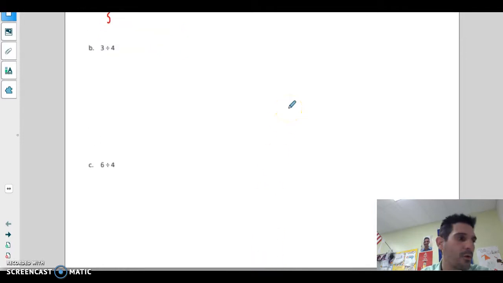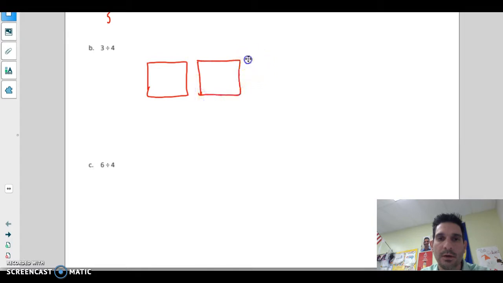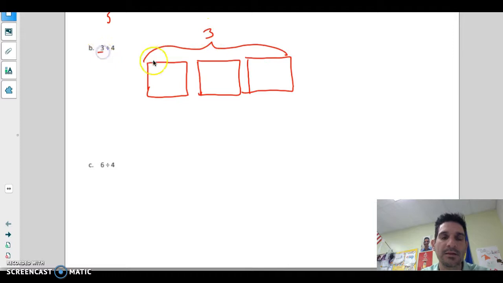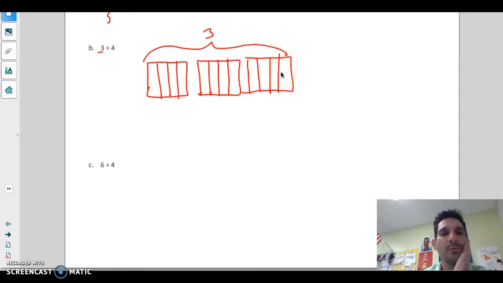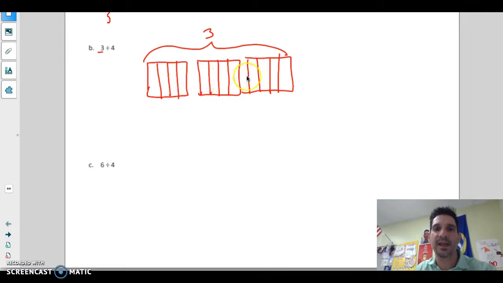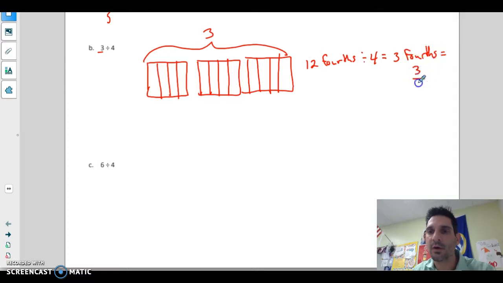3 divided by 4. So when I do 3 divided by 4, I'm going to do 1, 2, and 3, because that's what I have. Okay, now it says divide by 4, so I'm going to cut these into fourths. You remember when it's talked about in the directions of unit form? Okay, so how many fourths do I have? Well, 1, 2, 3, 4, 5, 6, 7, 8, 9, 10, 11, 12. So I have 12 fourths divided by 4 equals 3/4, which is equal to 3 over 4.